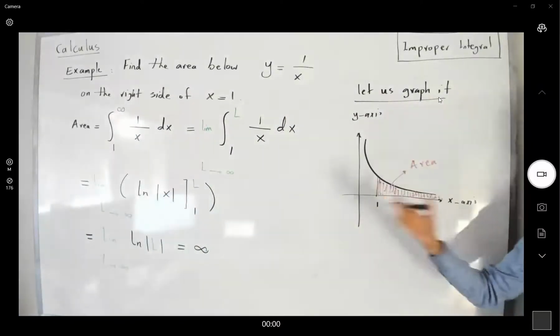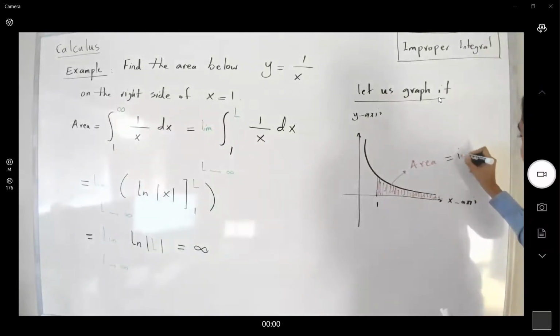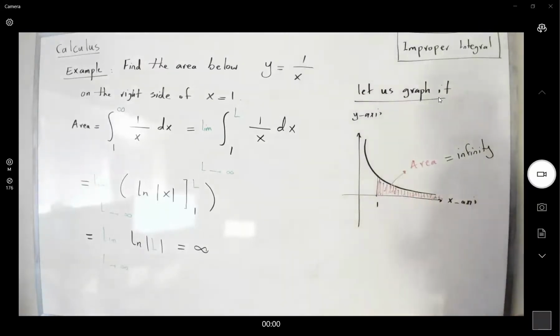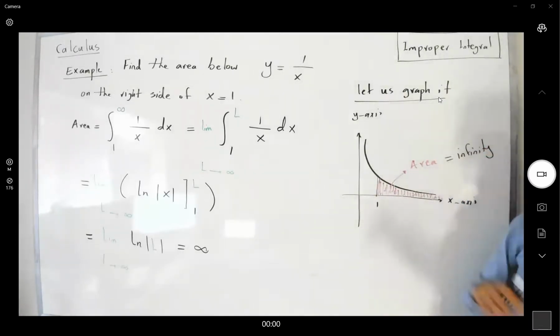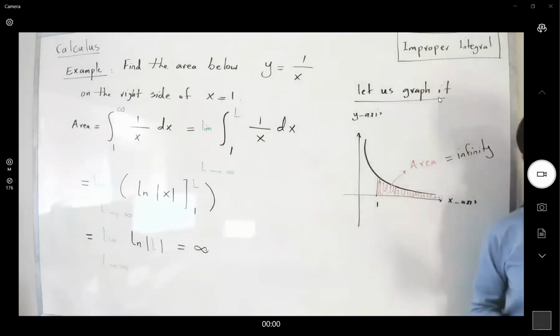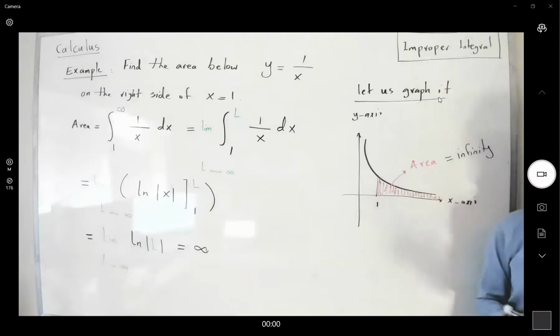So the area gets larger and larger. It's not a fixed number like the previous example, which was 1. So this area is infinity. For this integral, the area below this function is infinity. So as you can see, you're dealing with two types of area calculations when it comes to improper integrals. Sometimes it converges to a nice number, like the previous example, 1. Other times it diverges to infinity.